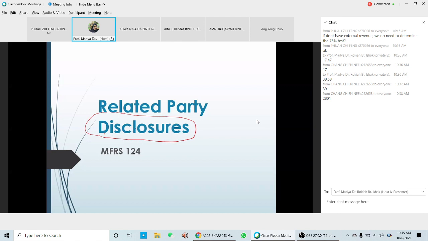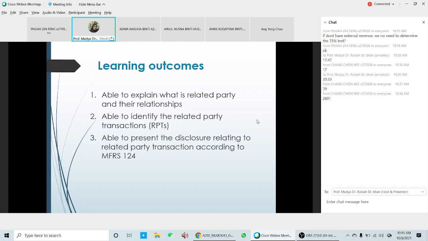Okay, so for the related party, the important things here: we need to know what is a related party and their relationship, and identify the related party transaction. The transaction here is a normal transaction, but it is between the entity and a related party. So that is called a related party transaction. The entity is a normal entity. You have a purchase, you have a sale, a loan, and so on. Just normal transactions, but this transaction is done between the entity and a related party. And then the last one, being able to present the disclosure.